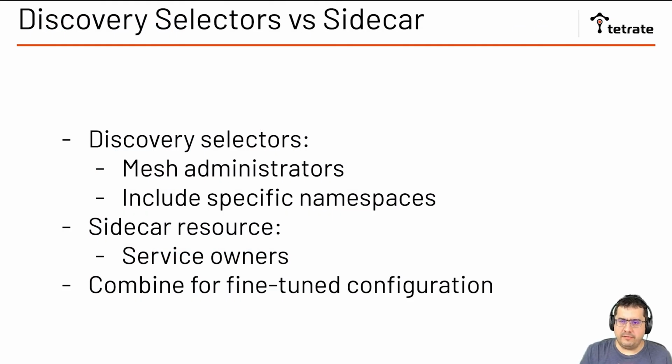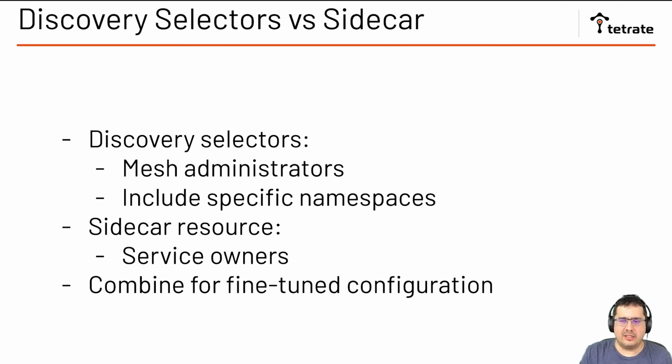One of the key differences between the discovery selectors and a Sidecar resource is that with the discovery selectors, you can include namespaces Istio control plane watches and responds to. For example, you've probably noticed how the number of endpoints has drastically reduced when we use the discovery selector, and that's because we only included a single namespace, so no kube-system namespaces or any other system or non-system namespaces were included. Without the discovery selectors, all namespaces are automatically included.